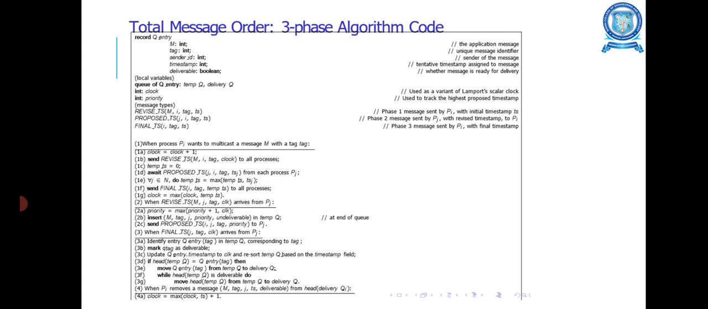This is the format for the sender side with the 3-phase distributed algorithm. Here the 3 phases. The first phase is when process P wants to multicast a message with the tag. Then the second part is when it revises the timestamp. Then the third part is the multicast of the final timestamp. These are described in this code.